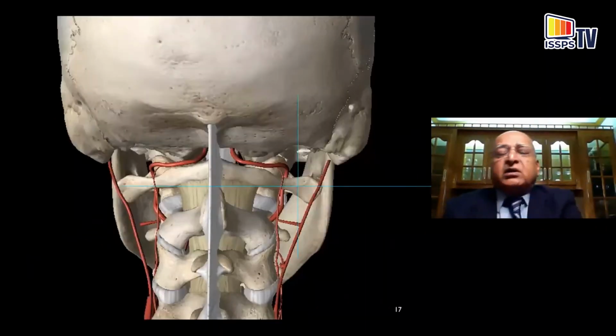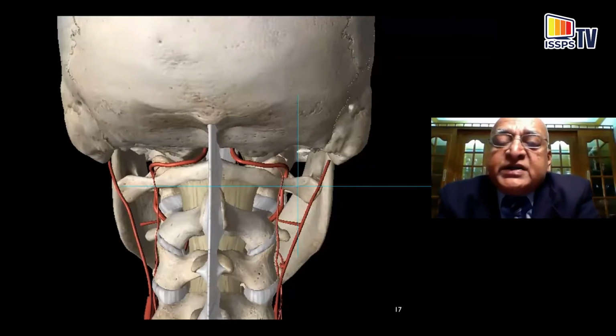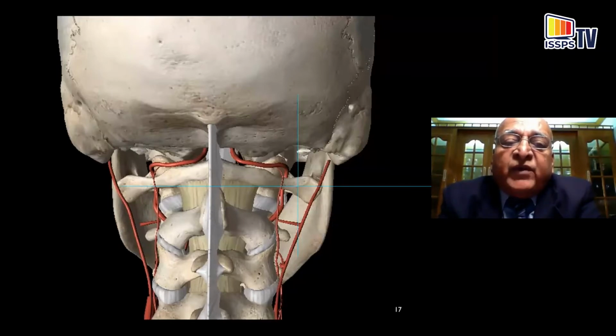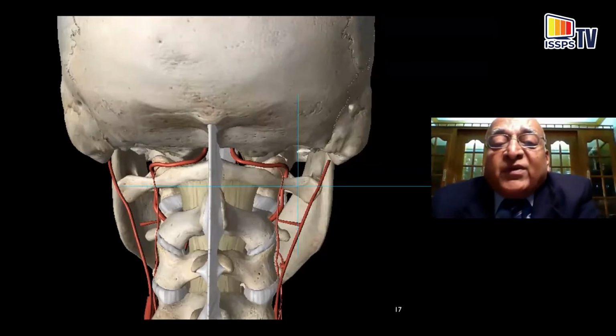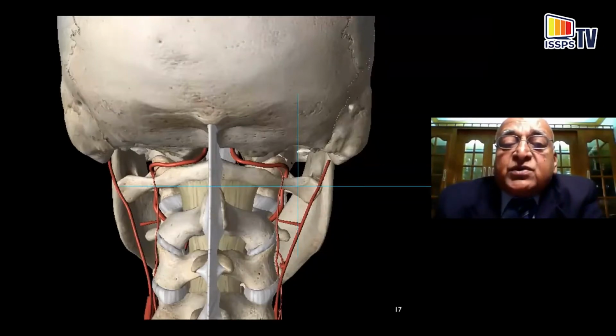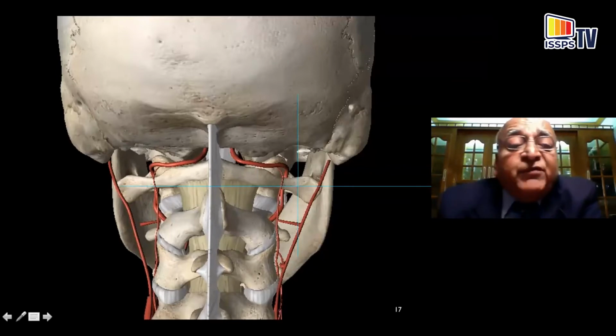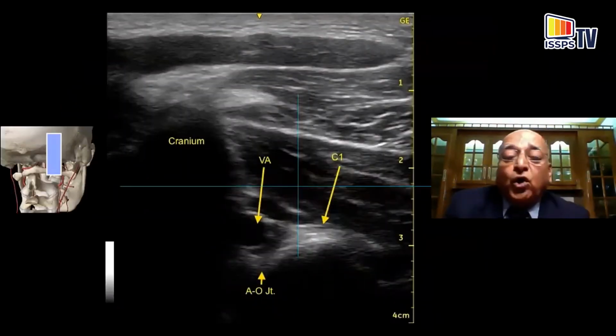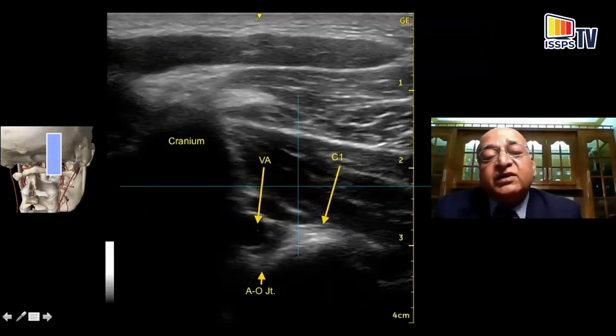The major joints involving the C1, C2, the atlantoaxial and the atlanto-occipital joints, those are areas where sometimes we do inject. And we must be cognizant of the fact that the vertebral artery takes a circuitous route moving from lateral to medial when it comes to that particular area. So if we were to inject into the AO joint, we need to make sure that we pick up the vertebral artery using color Doppler and then try and steer away from it before we inject.